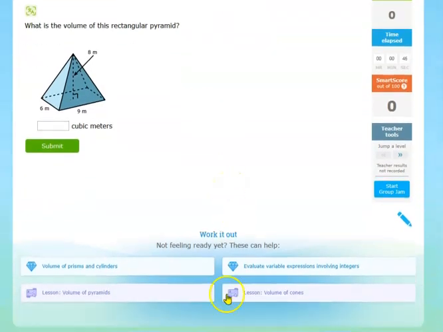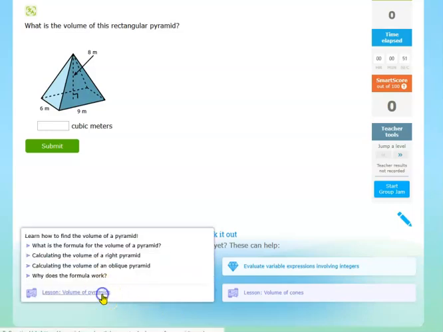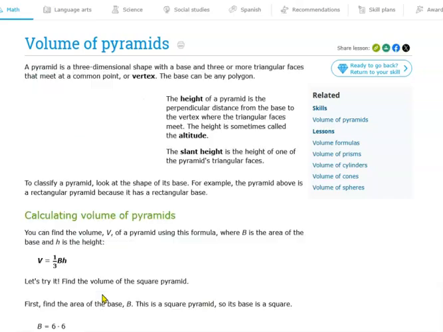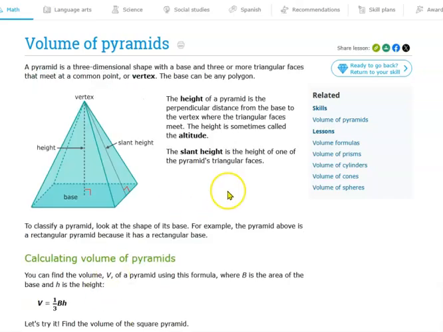So let's go down here to these lessons and let's take some notes on the notepad. So volume of a pyramid. Okay, so let's look at what a pyramid is and then we'll write down our formula here. A pyramid is a three-dimensional shape with a base and three or more triangular faces that meet at a common point or a vertex. The base can be any polygon. So in this example right here, the base itself is a rectangle, but the base could be a triangle. The base could be a pentagon.